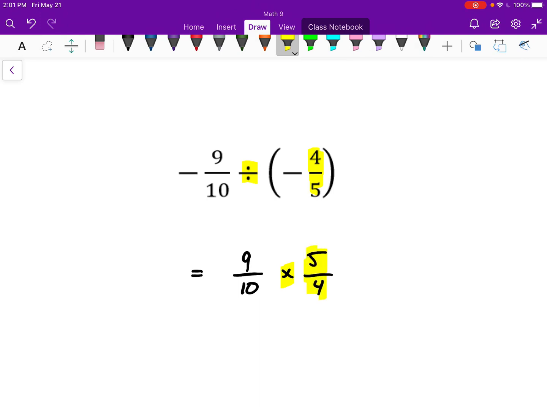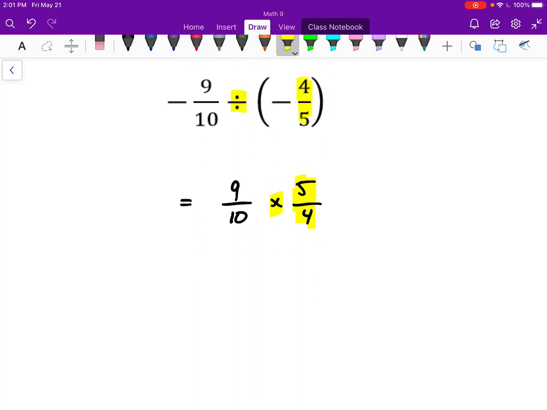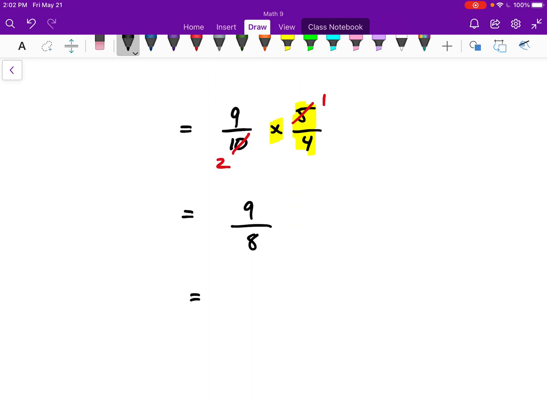And again, I already know my answer is going to be positive, so I'm not dealing with those negatives anymore. And now at this point, I can multiply my numerators and my denominators right now. Or if I want, I realize I do have 5 over 10, which is the same as 1 over 2. And so if I want, I can rewrite this as 9 over 8. 9 times 1 over 2 times 4. And that, again, is a fine answer as an improper fraction, but I really should try to change it to a mixed number. And so 8 goes into 9 one time, and I'm left with 1/8.